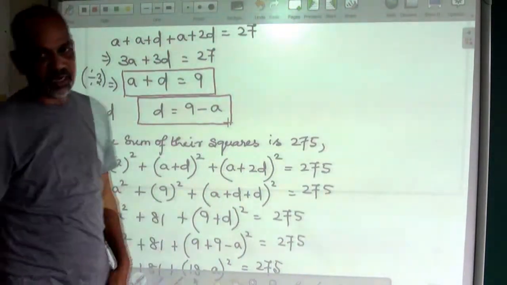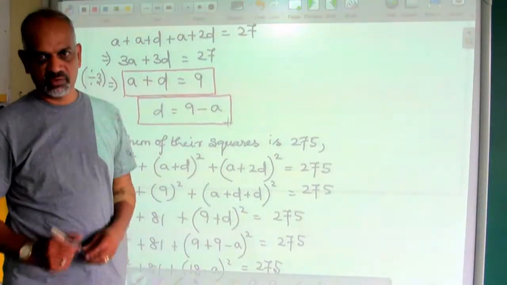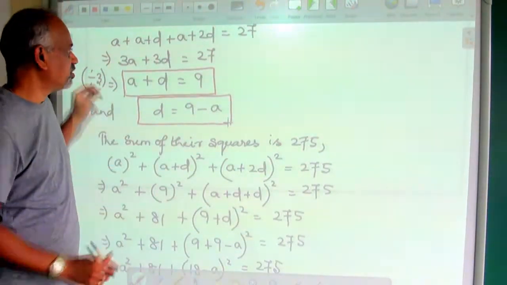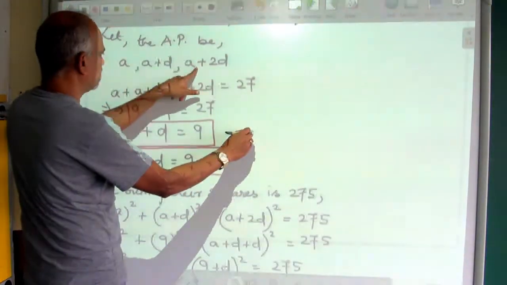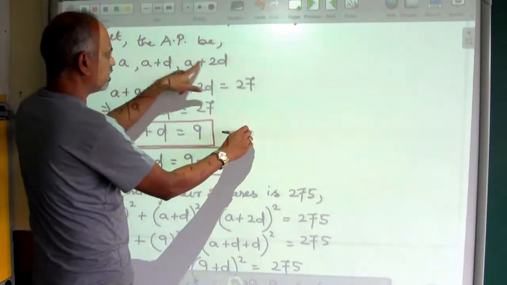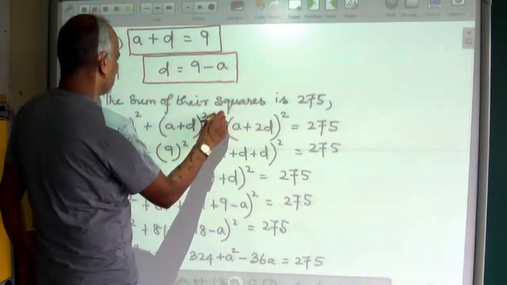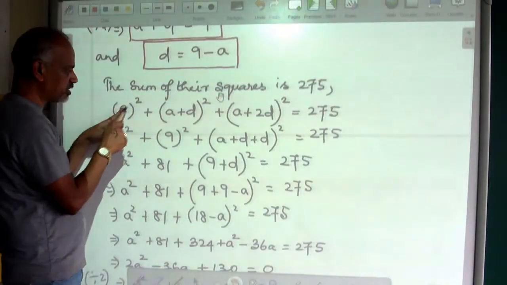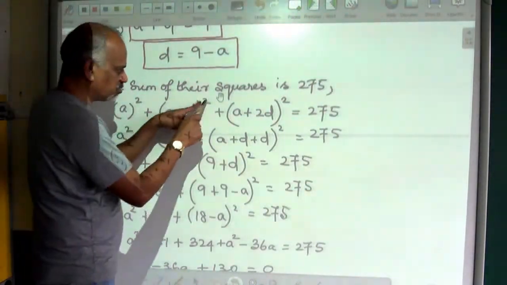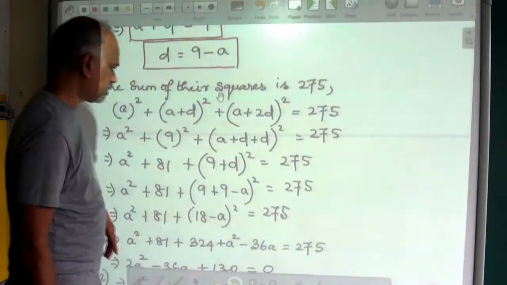If you read the second part, it says the sum of their squares is 275. Sum of their squares means sum of the squares of the three terms. The three terms are these. Square of this, and square of this added together gives you 275. So first term squared plus second term squared plus third term squared should give you 275.